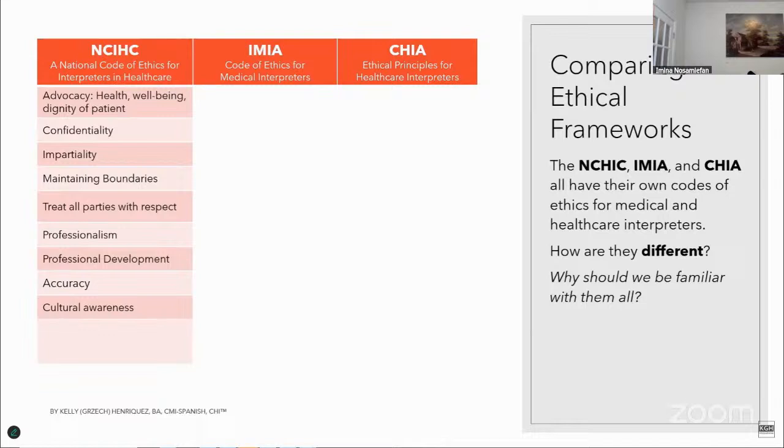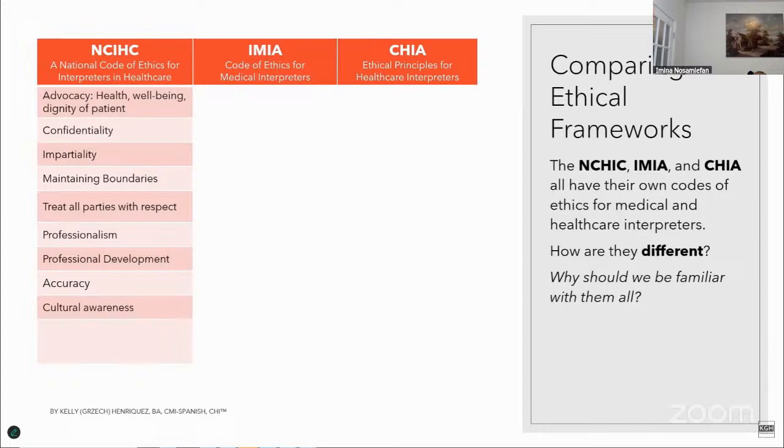We have confidentiality. Again, I feel like that's pretty self-explanatory. However, there are some key differences between these 3 codes of ethics in terms of what they say about confidentiality. We have impartiality, which means that you can't insert your own opinions, beliefs, you can't counsel patients, you cannot filter your interpretations through your own biases. Maintaining boundaries, that's all about staying within the medical interpreter's role. You have treat all parties with respect. I think that's pretty self-explanatory. However, it's important to note that respect includes respecting a patient's autonomy, their ability to make their own decisions.